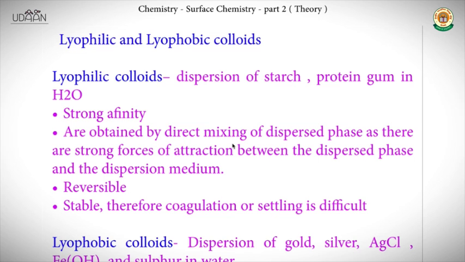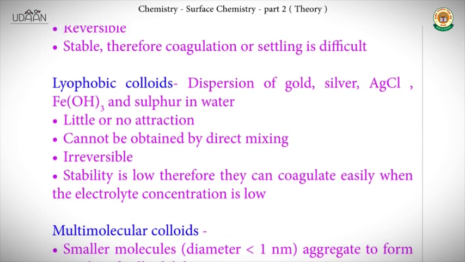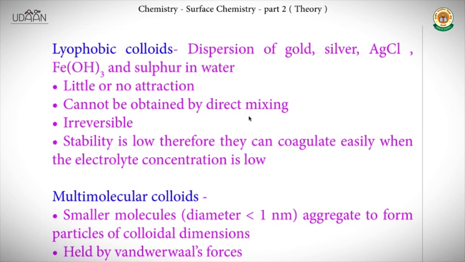Because they are so stable, they can be obtained directly by mixing the dispersed phase and the dispersion medium. And they are reversible in nature. If you separate the two phases, they can easily be mixed together and the colloid will be obtained. Since they are stable, coagulation or settling is difficult. Coagulation is settling of the dispersed phase, which is difficult.